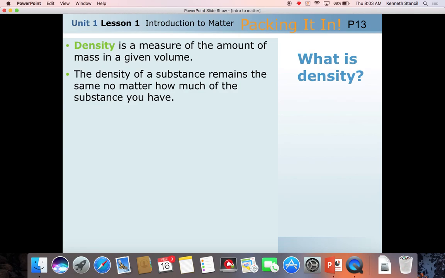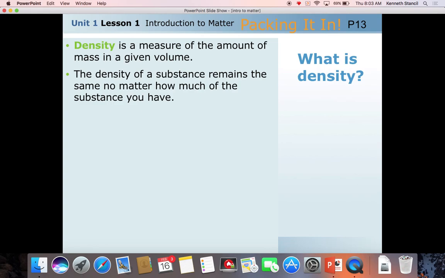So if I've got a cube of sugar or I've got a room of sugar, does the density of that sugar change? No. The density of sugar is the density of sugar. Now, the volume of sugar that I have, does that change? Yeah. But the density does not change. Remember, we talked about it.